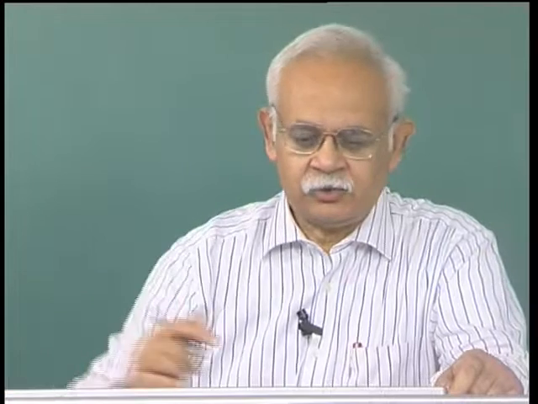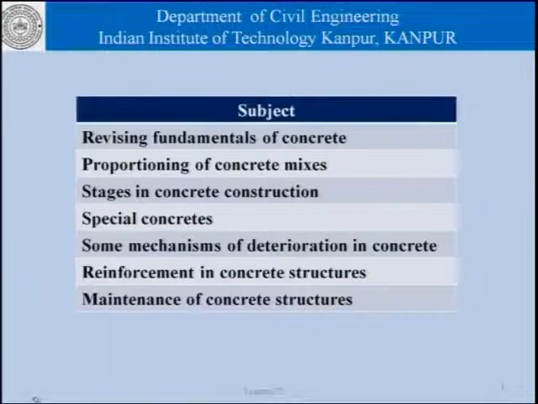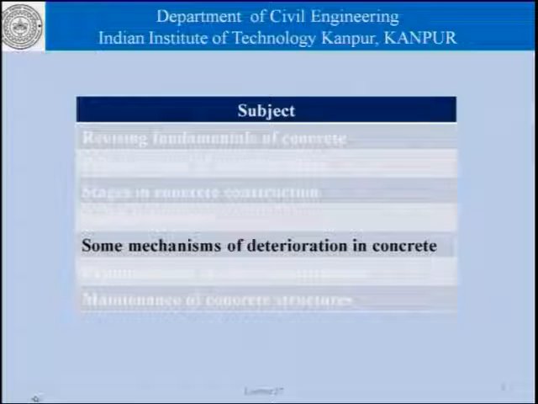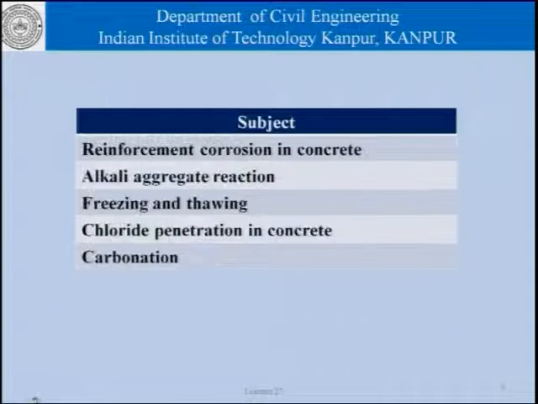Namaskar and welcome back to Concrete Engineering and Technology, where we are talking of different aspects of this subject which have acquired importance in recent years. We were talking about some mechanisms of deterioration in concrete, and we had decided that our discussion will be confined to reinforcement corrosion in concrete, alkali aggregate reaction, freezing and thawing, treatment of chloride penetration in concrete, and carbonation.